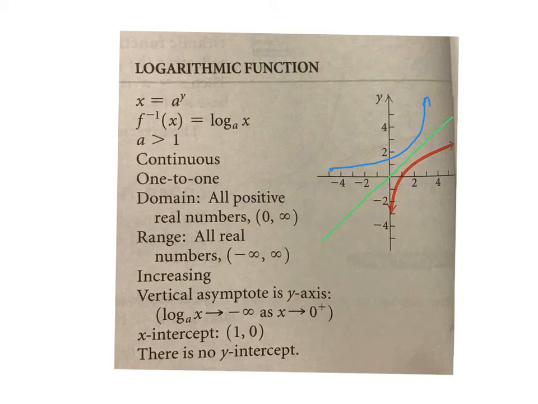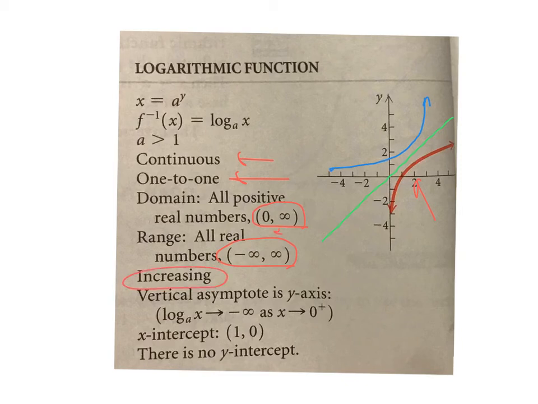Okay, let's go through it real quick. It's continuous, which means there are no breaks, no holes in it. It's 1-to-1. It passes the horizontal line test. The domain is just from 0 to infinity. So that's where it switched. The range is going up and down forever. We're talking about the red now. Up and down forever on your graph. So those are switched from the exponential.